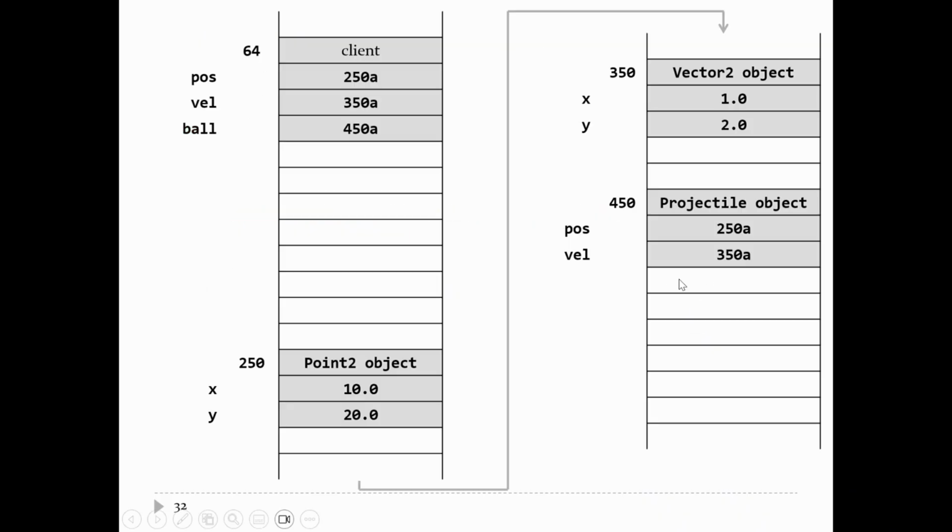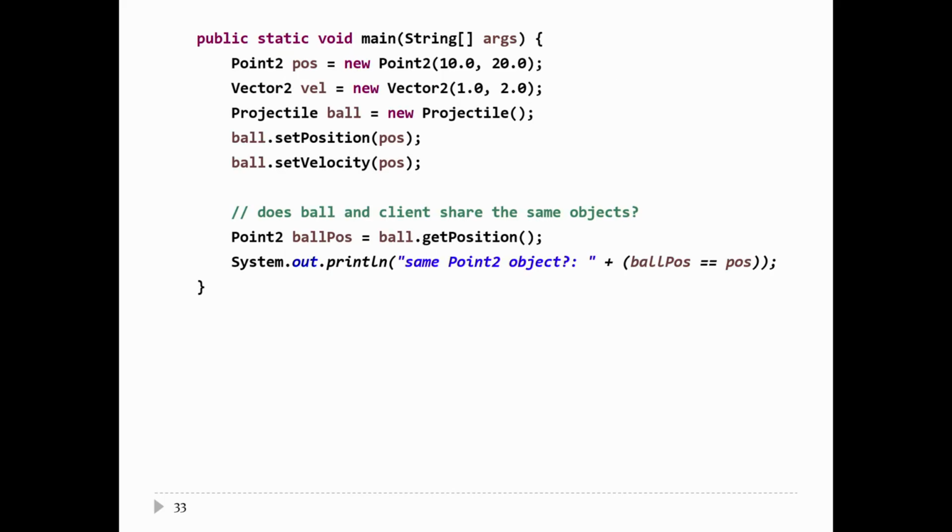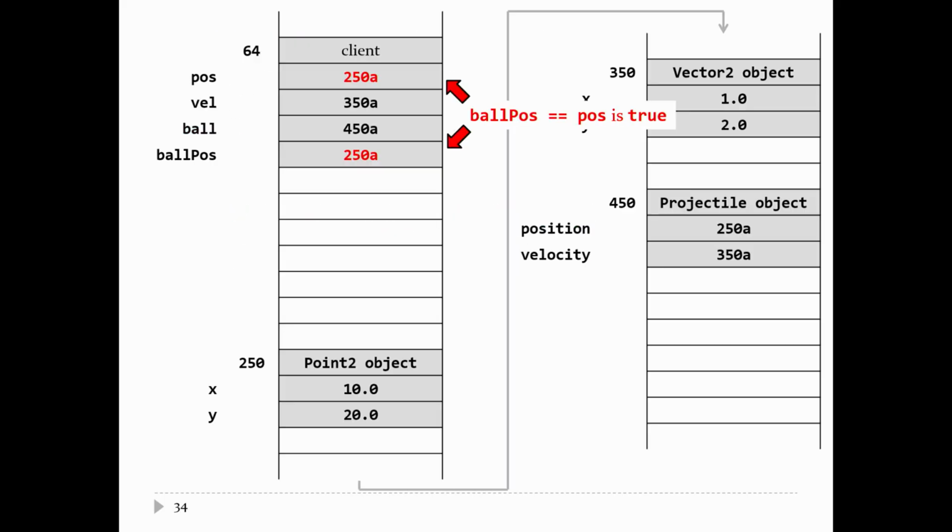That value there is exactly the same as that value there. And the same is true of the velocity. That value there is exactly the same as that value there. So ball position is equal to that, and that is equal to that.